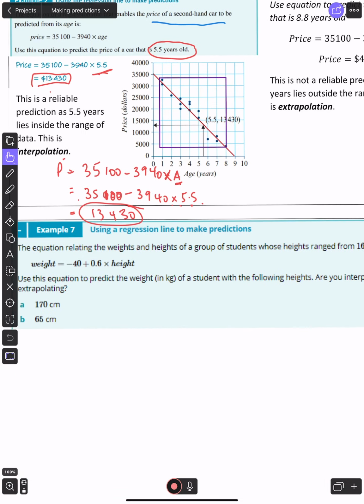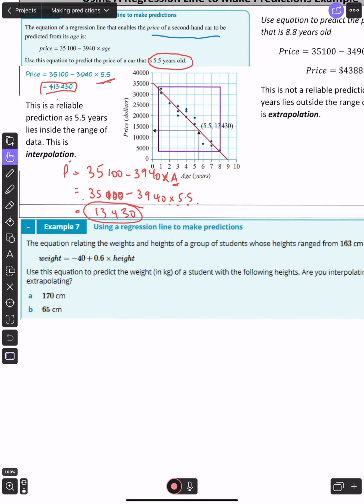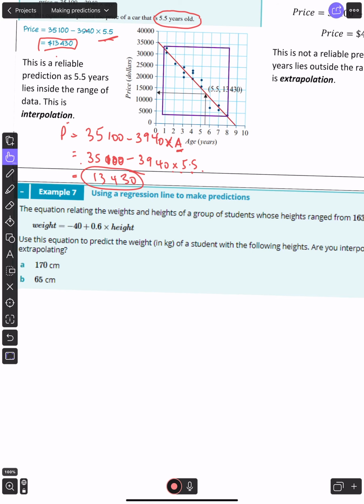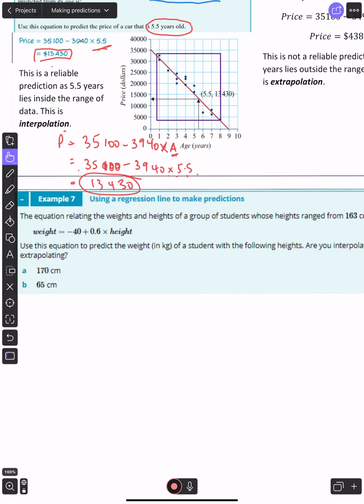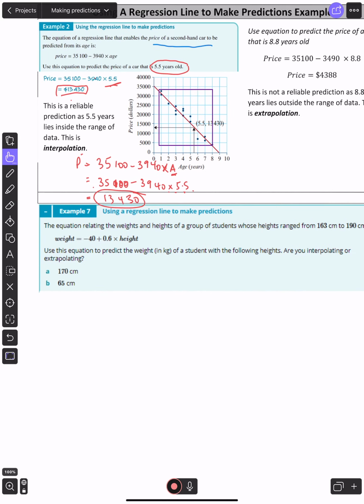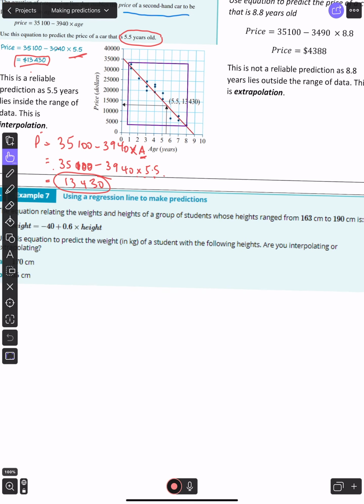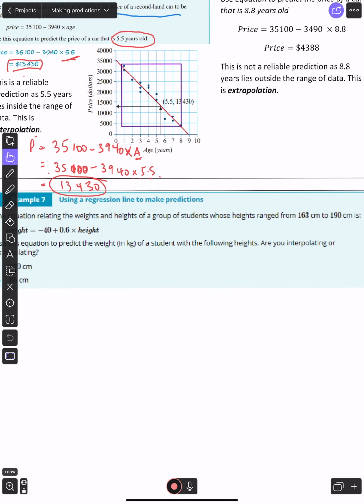Okay, let's have a go at one on our own and see how we go. So the equation relating to the weights and heights of groups of students that range from 163 to 190 centimetres.